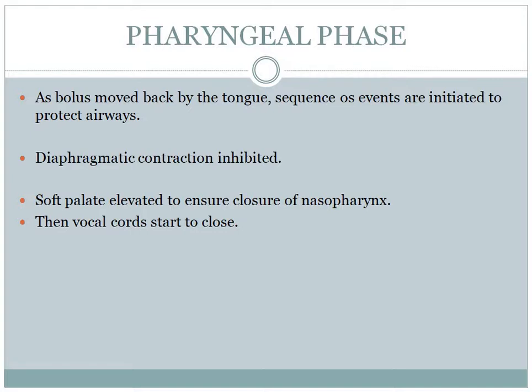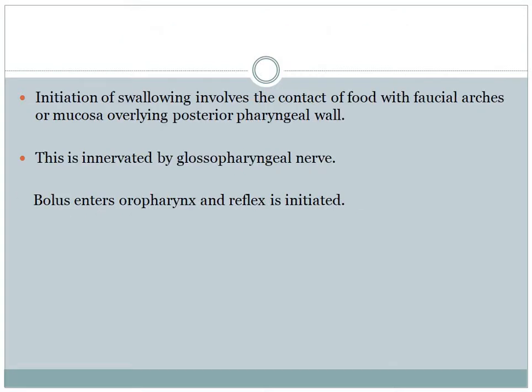Then comes the initiation of swallowing, which involves the contact of the food with the faucial arches or the mucosa overlying the posterior pharyngeal wall. This is innervated by the glossopharyngeal nerve. The bolus enters the oropharynx and the reflex is initiated.